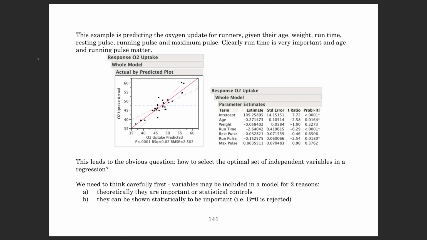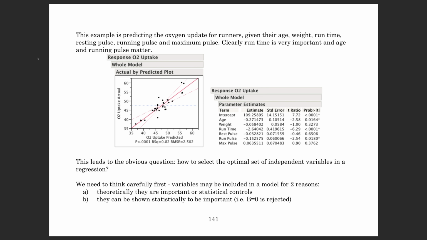So what we're trying to do here is to understand how the oxygen uptake depends on your run time. Obviously, we'd expect that shorter run times will mean you need more oxygen. We want to know how it depends on the resting pulse rate, the running pulse rate, the maximum pulse rate. And in this particular study, we also wanted to see the effect of age and weight. You see we've got this plot here. This says R squared is about 82%. So this isn't a great model, but we're explaining quite a lot of the variability.